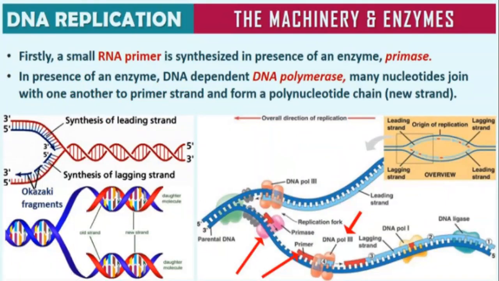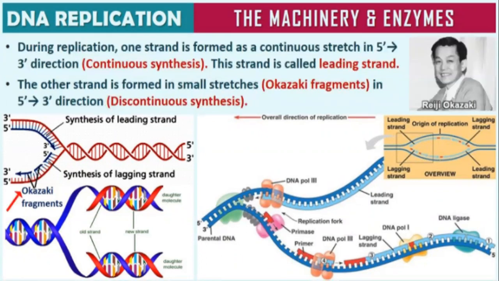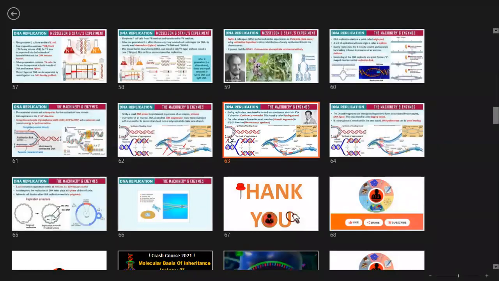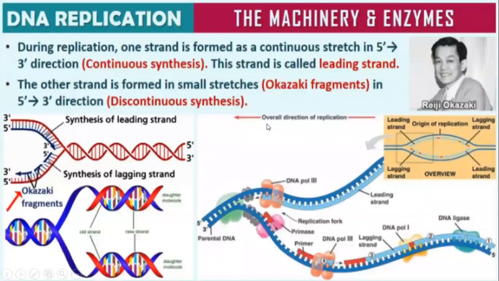Firstly, a small RNA primer is synthesized in the presence of an enzyme primase. In the presence of the enzyme DNA-dependent DNA polymerase, many nucleotides join one another to the primer strand and form a polynucleotide chain, that is the new strand. This is how the replication occurs. Don't worry, I will explain it after reading all these things. Three more slides to complete this lecture.